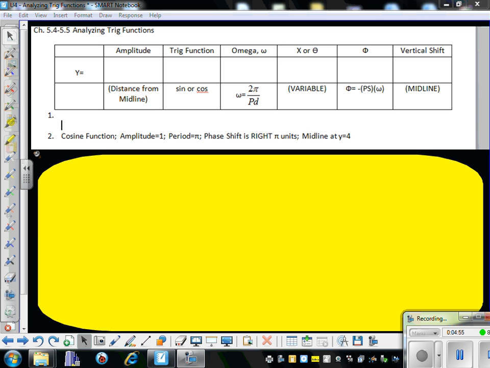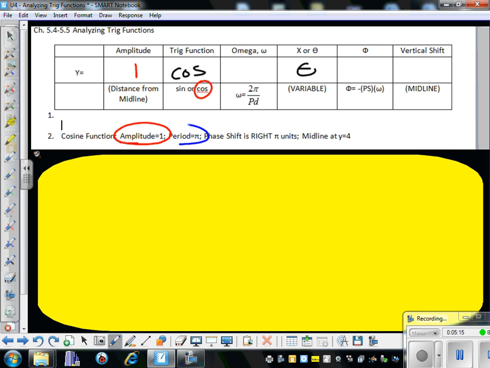Now, let's look at number 2. Number 2 says we have a cosine function. So we're going to take the cosine, our theta stays theta, and we're going to have y equals. Now, let's look here. It says our amplitude is 1. It says our period is pi, but that doesn't go in here because period is there. So we need to go down to our paper and solve for omega. So it's going to be 2 pi divided by our period, which is pi. So our pi's cancel out, and we're left with omega equals 2. So we're going to have a 2 there.